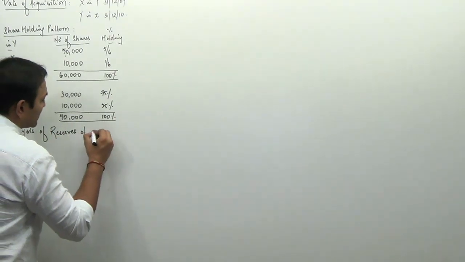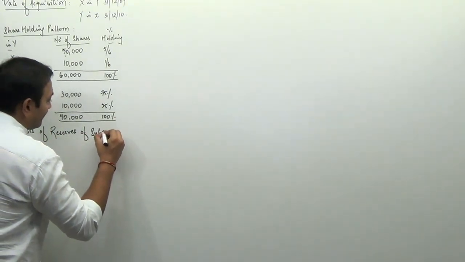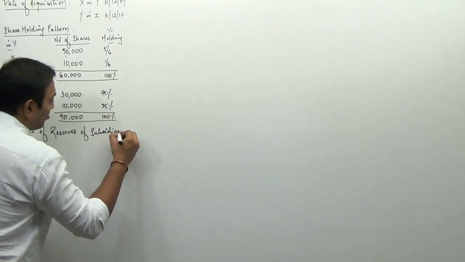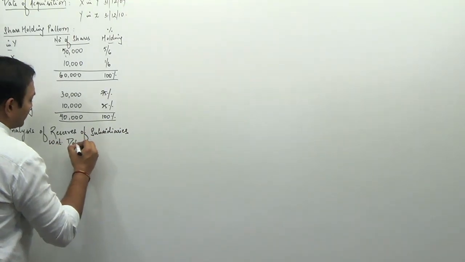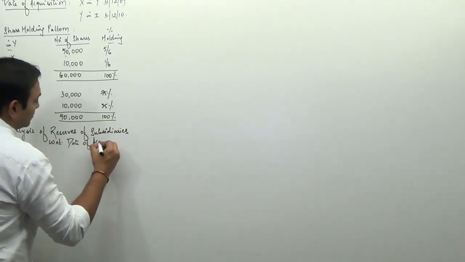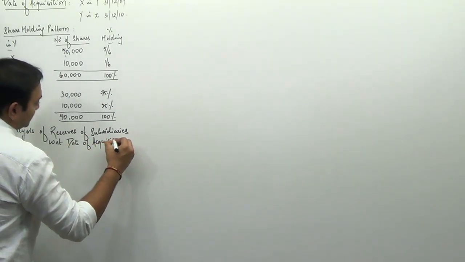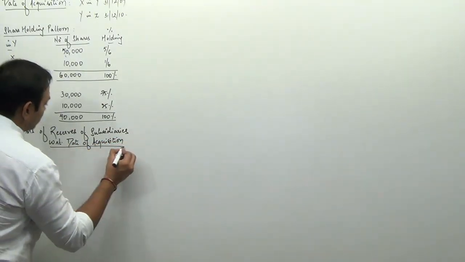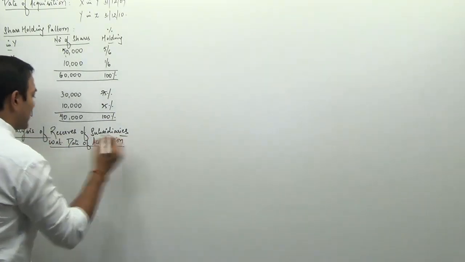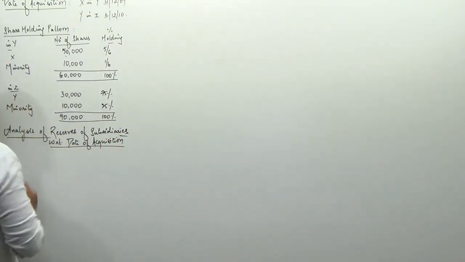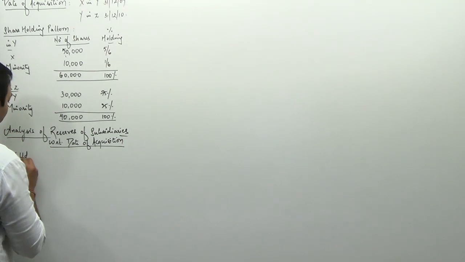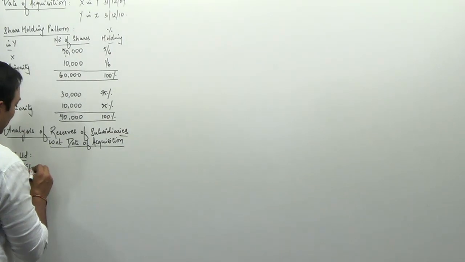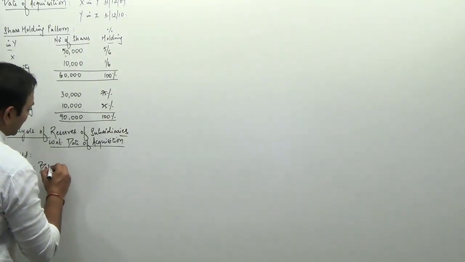Then let's go for the analysis of reserves of subsidiaries, with respect to the date of acquisition. In my analysis of reserves, I should always start with the indirect subsidiary. Indirect subsidiary is Z Limited. Under Z Limited, the reserve to be analyzed is the P&L. That's the only reserve existing in the balance sheet.